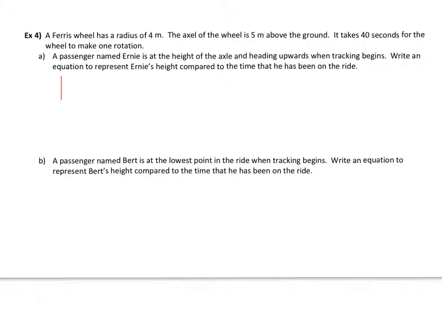Okay, looking at this, I'm going to create my graph to start with. I know that Ernie at time 0 is at par with the axle, and the axle is 5 meters above the ground. So that's going to be my axis of the curve, because from there he heads up a radius of 4 meters, so he's going to be 4 meters higher than that, which takes him up to 9 meters. So our amplitude is 4. And then we reach a low point of 1, because 4 meters down from 5 would be 1. And all of that is taking a 40-second time frame here.